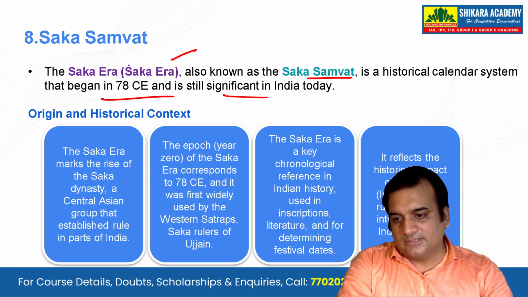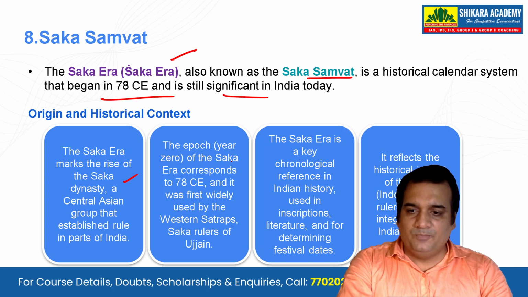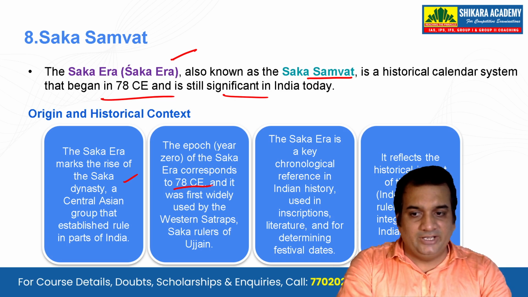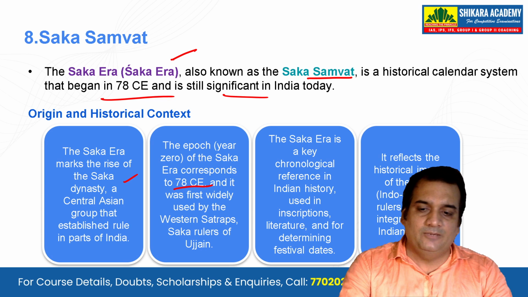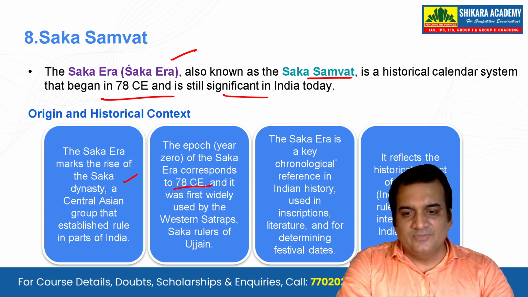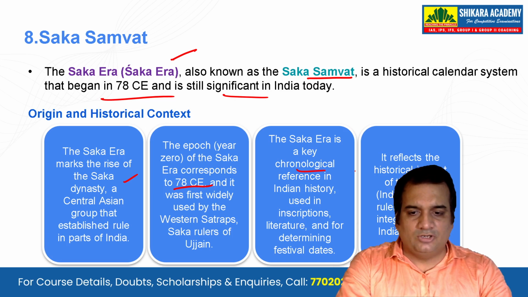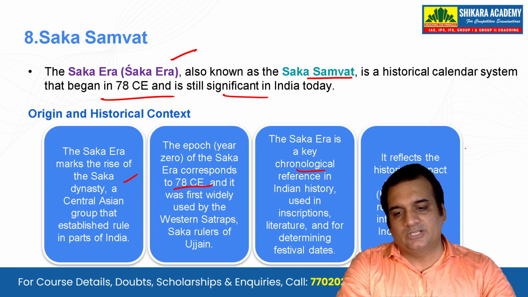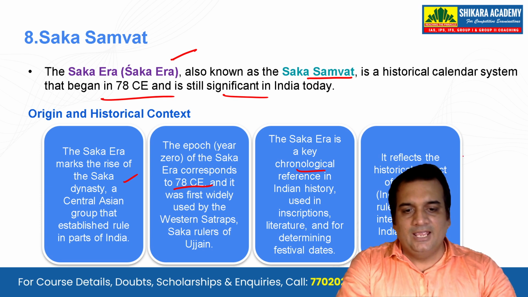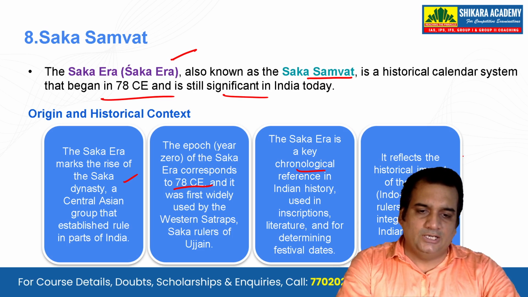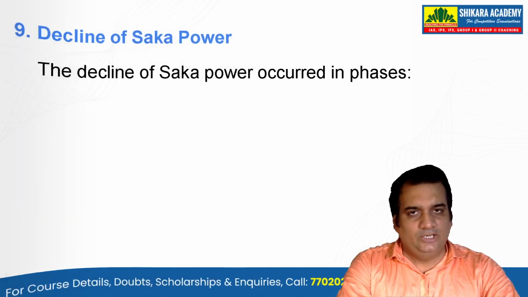Saka era marks the rise of the Saka dynasty. The epoch of the Saka era starts at 78 Common Era. This is the important point which you should remember. The Saka era is a key chronological reference in Indian history, where it is used in inscription literature and for determining festival dates, and it also reflects the historical importance of the Sakas or the Indo-Parthians.